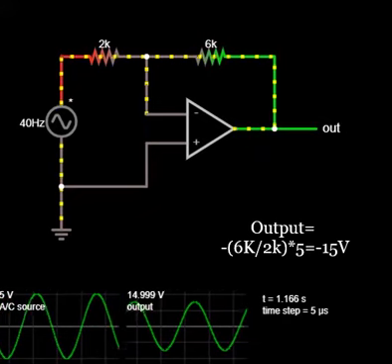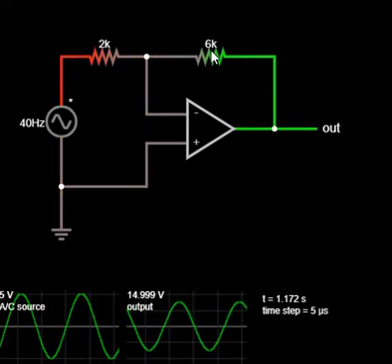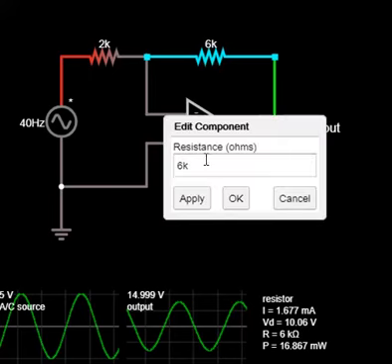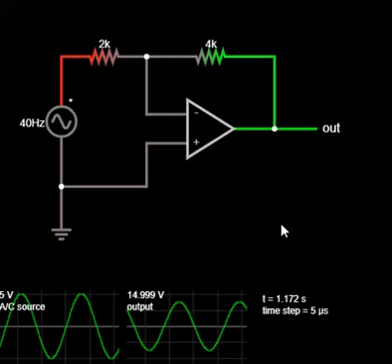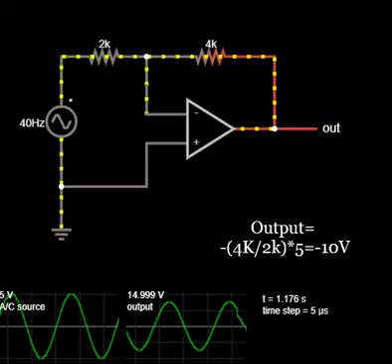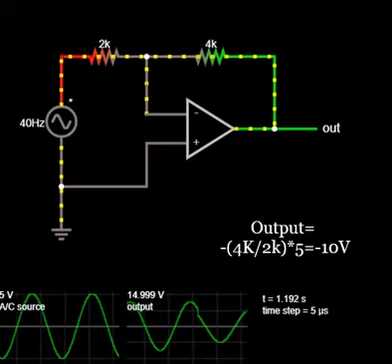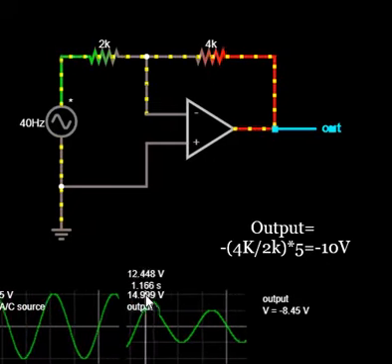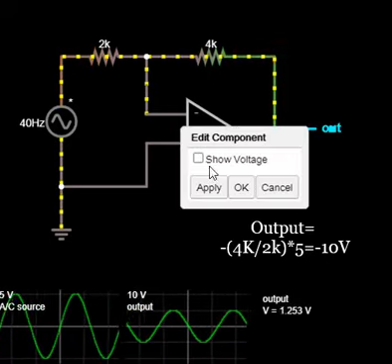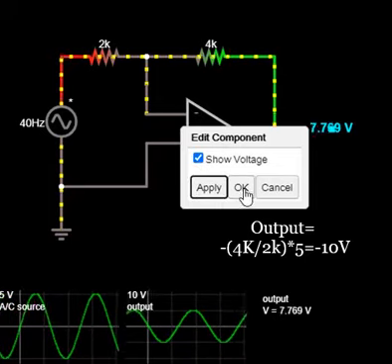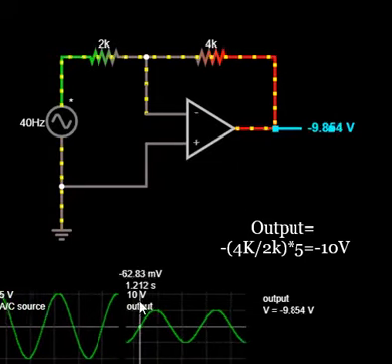Next, what I will do is I will change the value of the resistance in the feedback path to say 4 kilo ohms. So 4 divided by 2 into 5 will give me a value of minus 10. So when I run it, you can see now the output voltage is 10 volt.